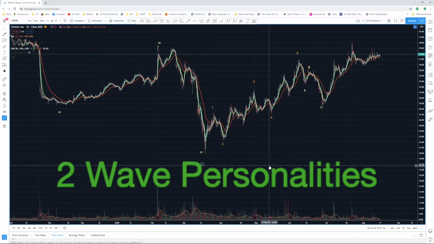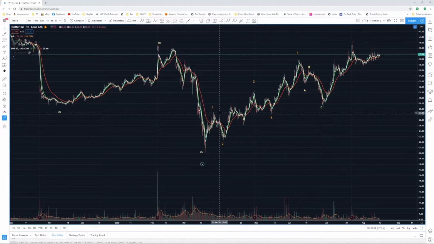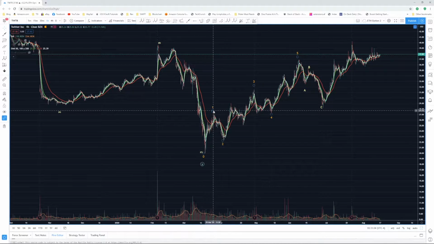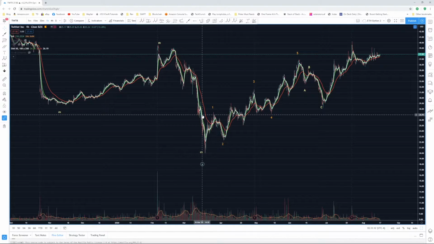Diving into the two waves. Two waves often retrace a majority of wave one, which actually end up setting up as bear traps. Investors believe that that one wave that they just short sold on is looking really good, that we're going to keep pushing down and put in new lows, and that the bear market is still here to stay.